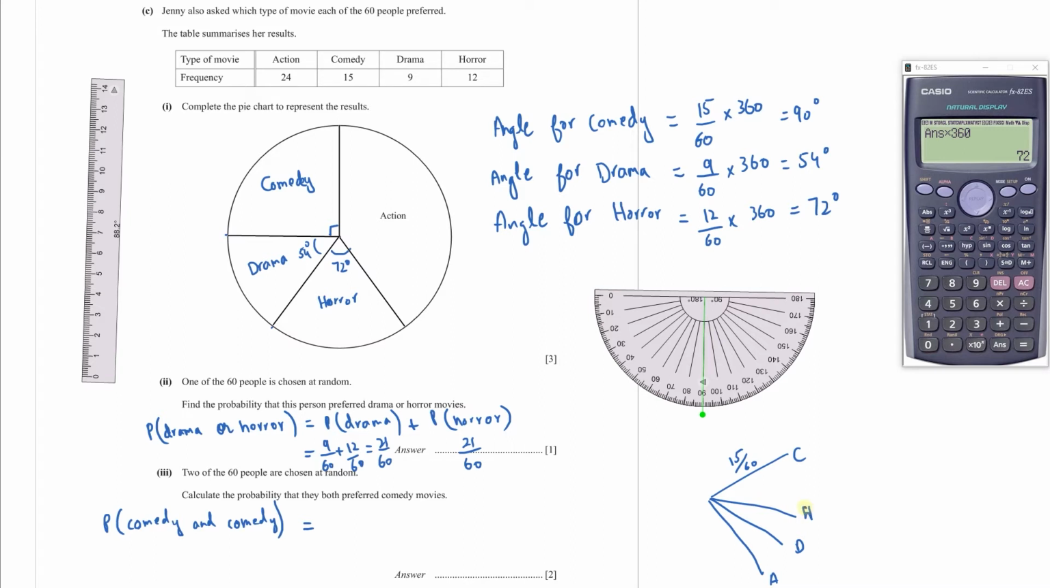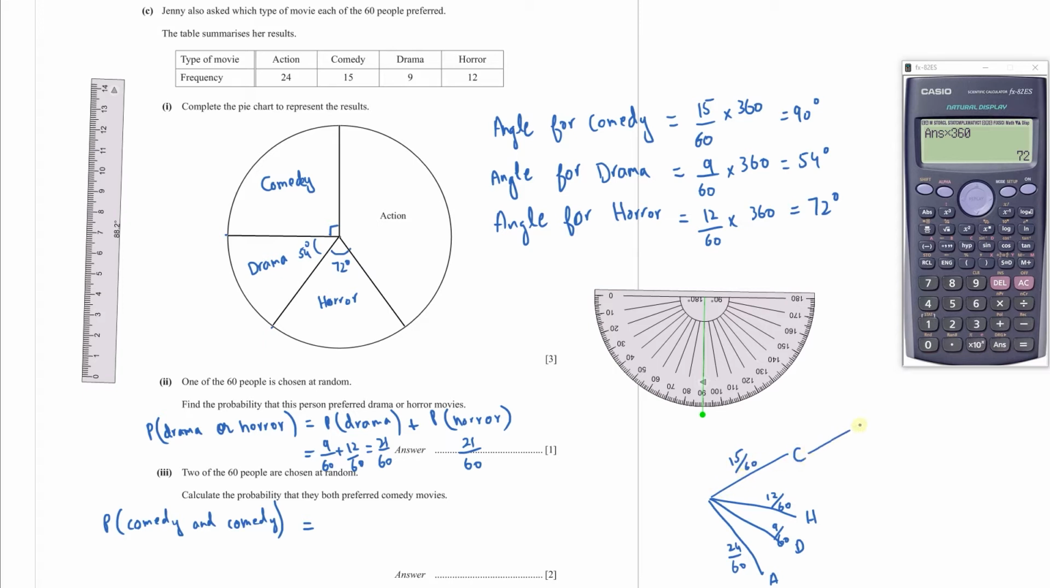Horror, let me write this neatly here. So this is horror, H. The probability of choosing a person who prefers horror is 12 over 60. Drama is 9 over 60. And action is 24 over 60. And now you're finding the probability that you choose two people and both preferred comedy. So if you choose the first person, the probability of choosing comedy is 15 over 60.